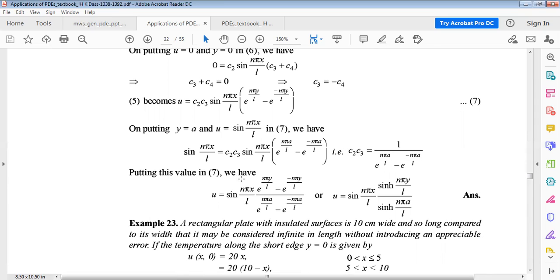So putting these values in equation 7, it's actually equating the coefficients, dividing by this on both sides. Then equating the coefficients we get c2 c3 equals 1 by this. So putting this in equation 7, c2 c3 will be removed, so all constants are removed. This is the particular general solution. You try it at home. I hope everybody can do this. Just only one example.